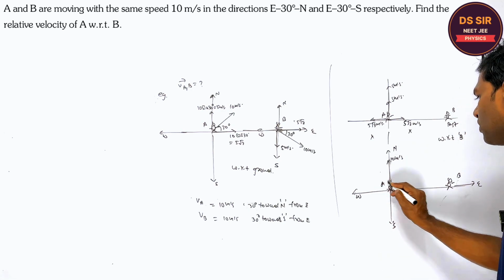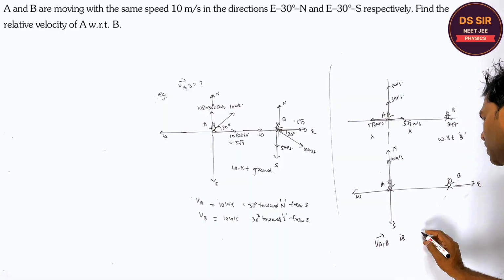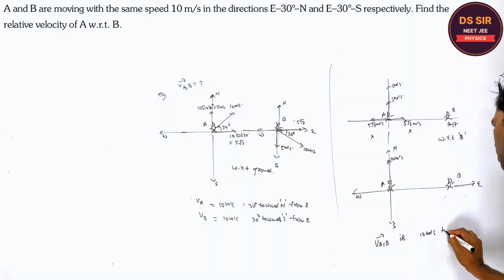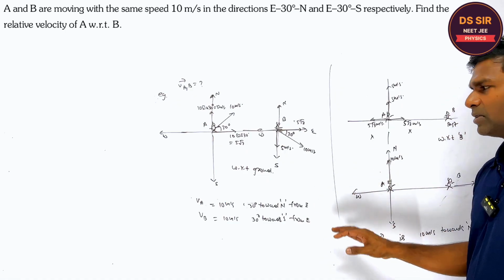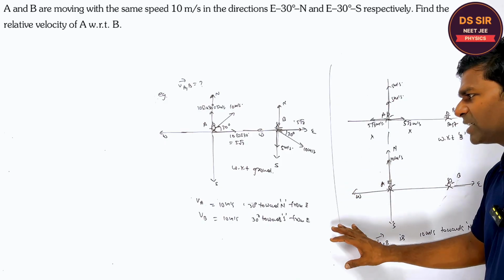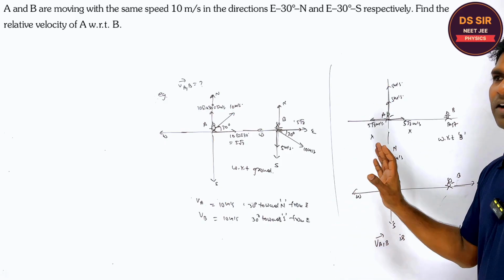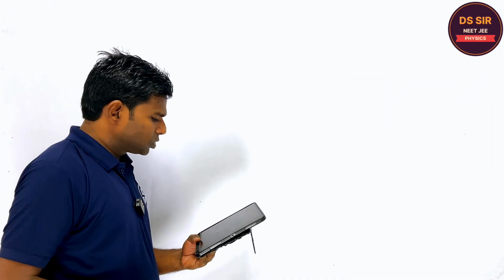So what is the velocity of A? Velocity of A with respect to B is 10 meter per second towards north. This is the easiest way. No velocity vector, right, i cap, j cap is included, and this is the best way to solve the tough problem also, right? Copy this. So this is the question.